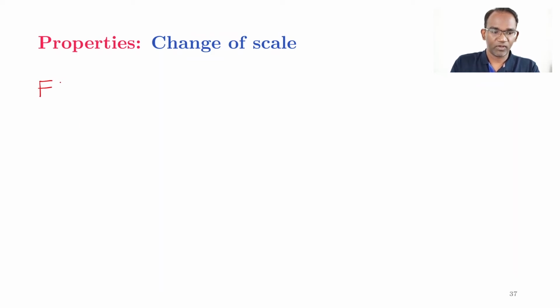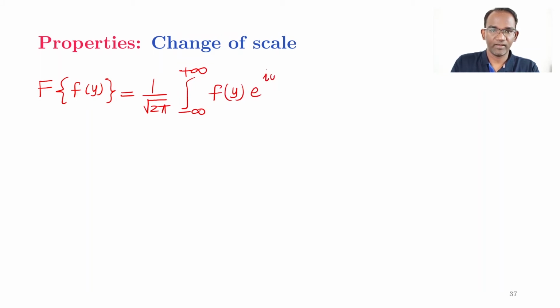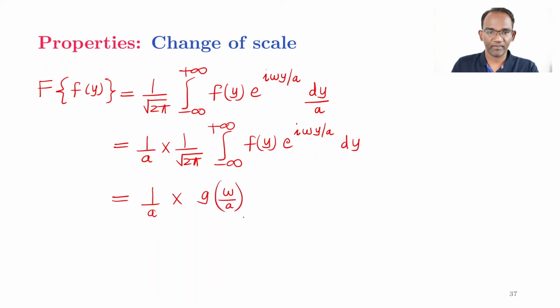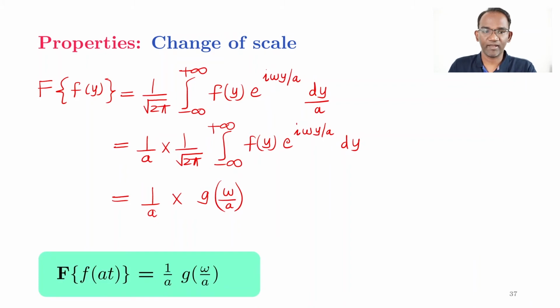Now the Fourier transform of f(y) is equal to 1 over square root of 2 pi integral from minus infinity to plus infinity f(y) e raised to i omega y divided by a, dy divided by a, and this is equal to 1 over a times 1 over square root of 2 pi integral from minus infinity to plus infinity f(y) e raised to i omega y over a dy. This is nothing but 1 by a times g(omega over a), thus proving the theorem, that is, the Fourier transform of f(at) equals 1 over a times g(omega divided by a).